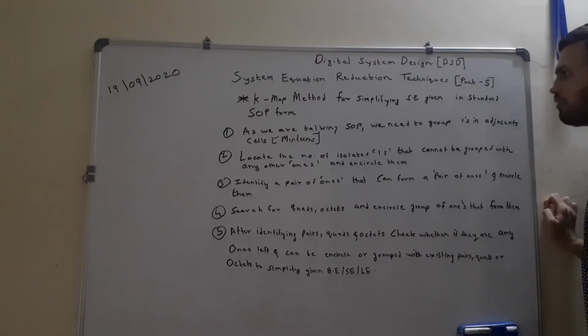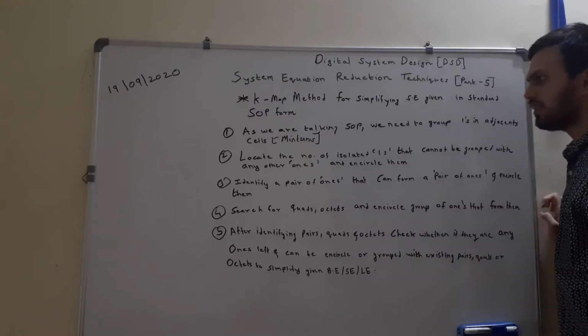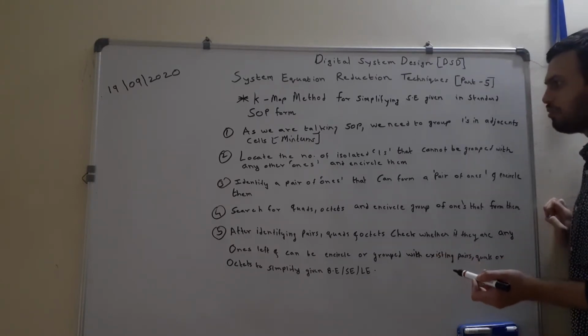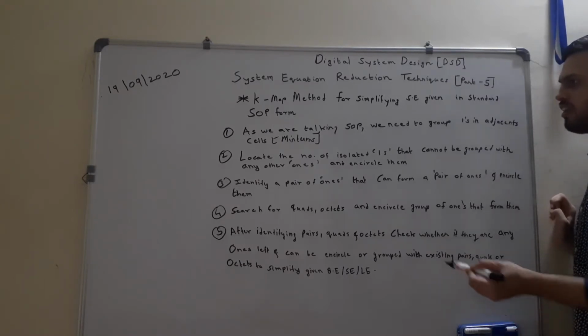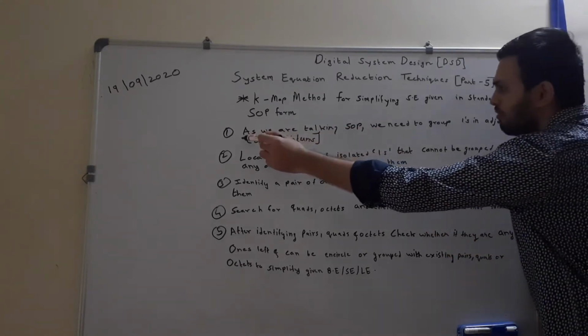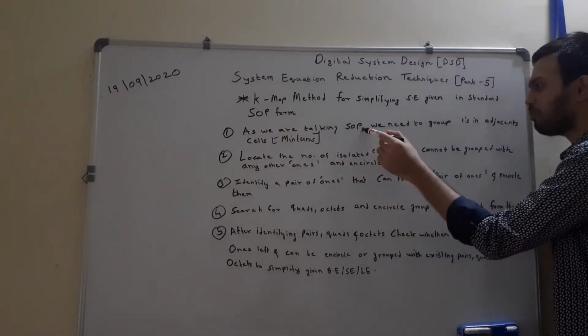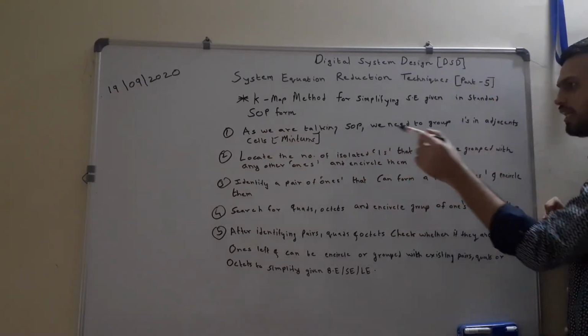So now we are going to learn how to reduce a given system equation in standard SOP form using a K-map. These are the steps we need to follow while solving the numericals based on this. First step: as we are talking about SOP, we need to group min terms which are in adjacent cells.